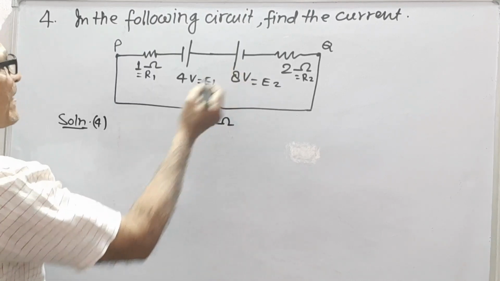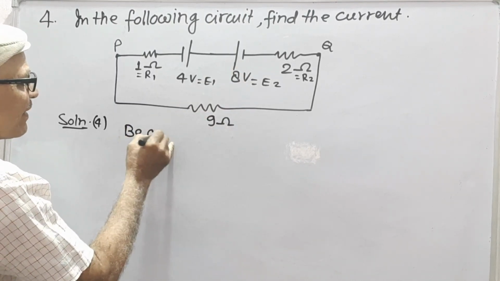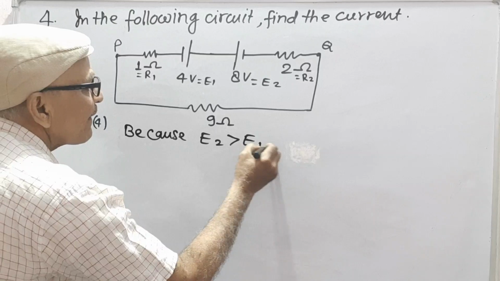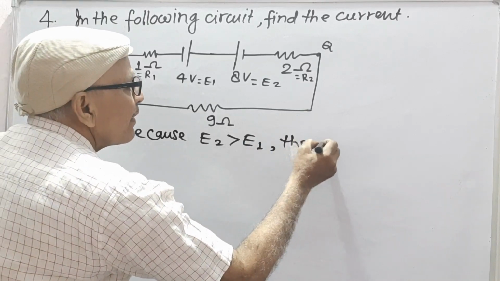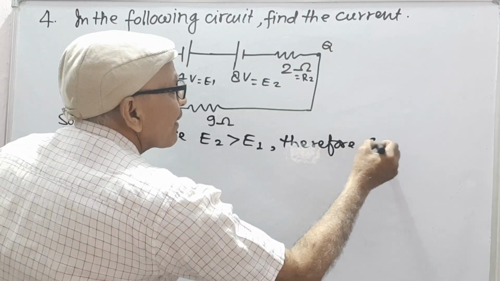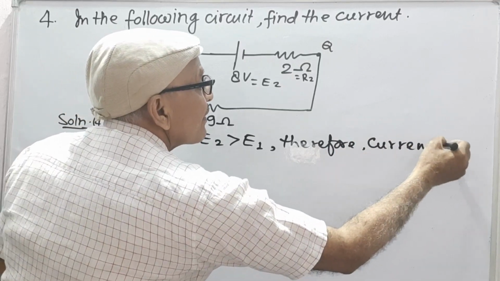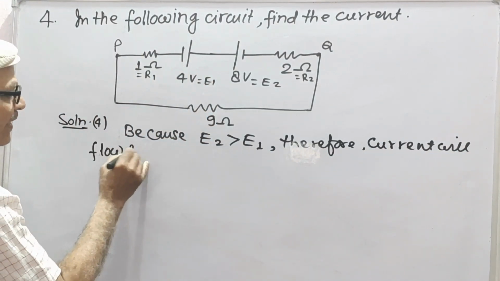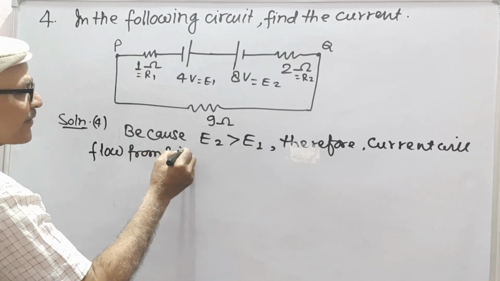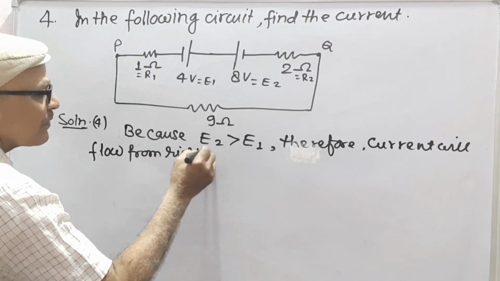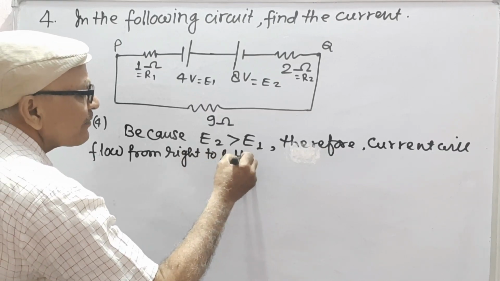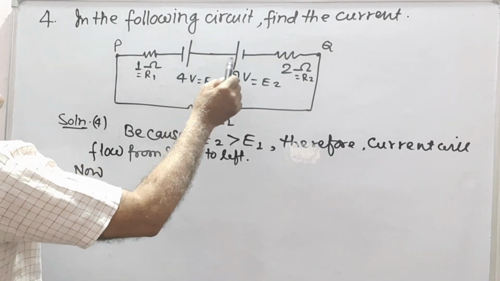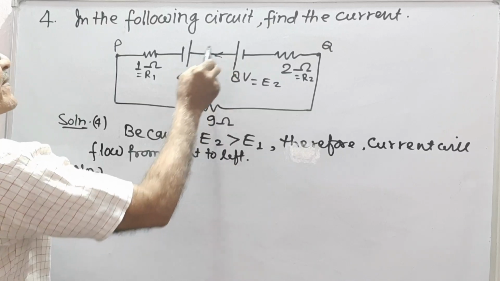Because E2 is greater than E1, therefore current will flow from right to left. Now, current will flow from right to left like this.